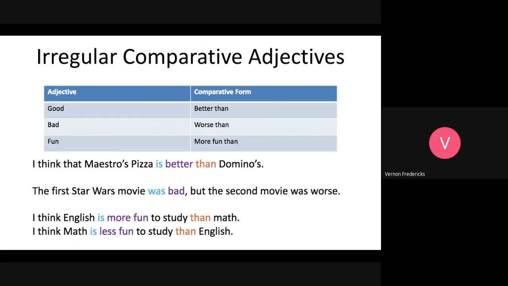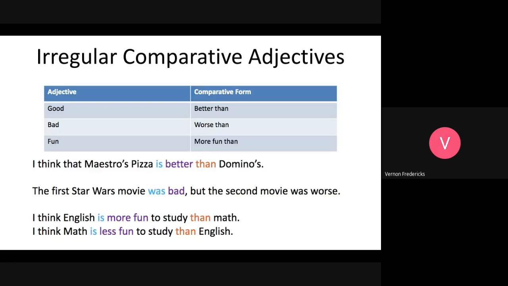If you don't agree, how would you change that? I can say I think that Domino's pizza is better than Maestro's pizza. Or I can say I think that Maestro's pizza is worse than Domino's pizza. You can change that around as well.